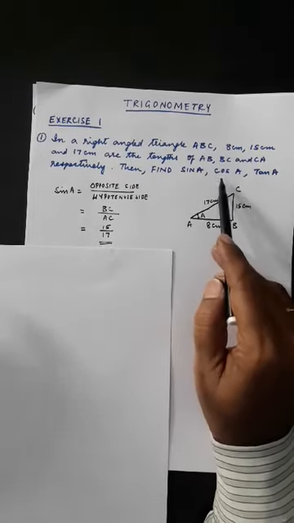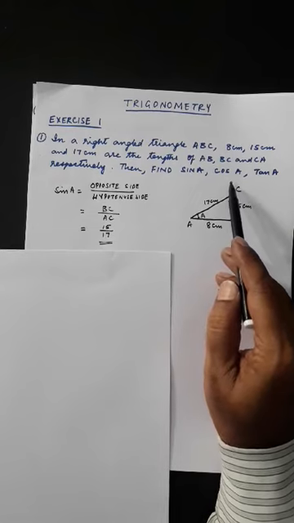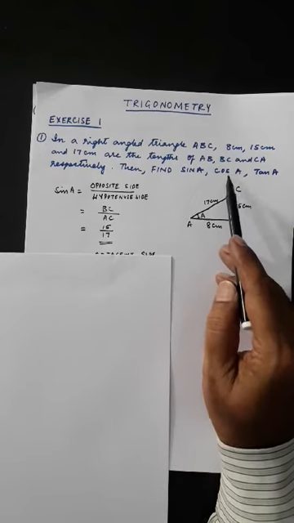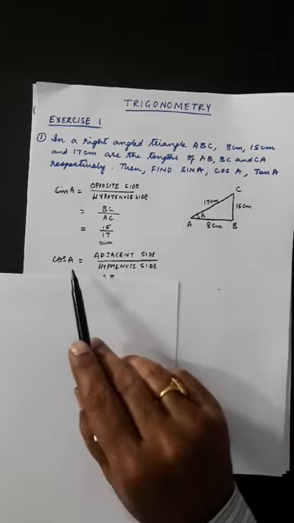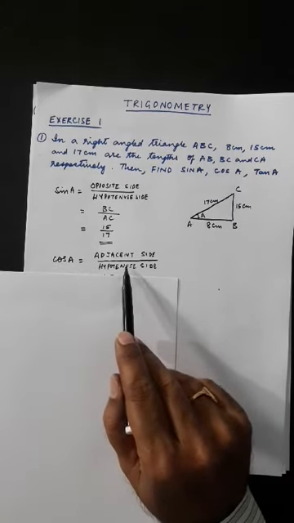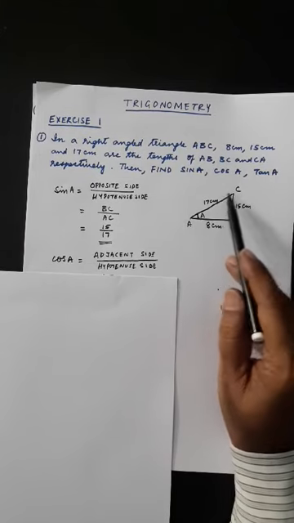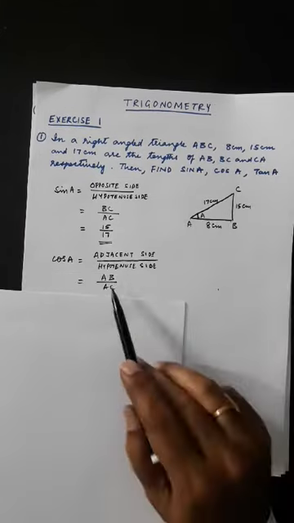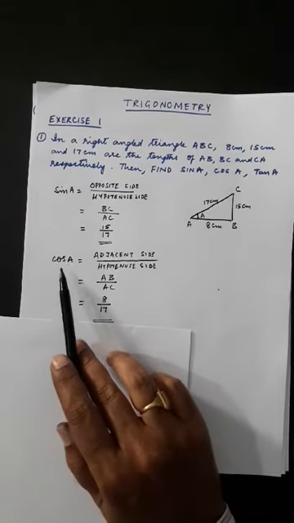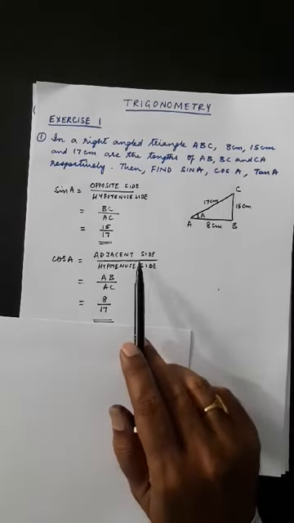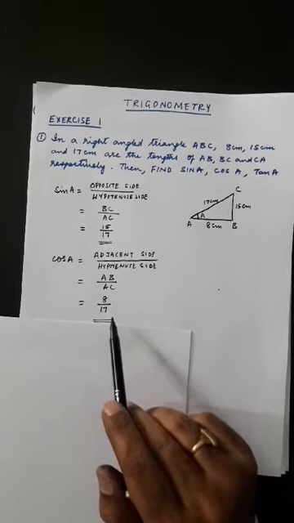Similarly, cos A. Cos A is what we know? Adjacent side divided by hypotenuse side. So adjacent side to A is AB, hypotenuse is AC. Okay, AB divided by AC. AB is 8 centimeters, AC is 17 centimeters. So 8 by 17. So cos A is adjacent side by hypotenuse side, which is 8 by 17.